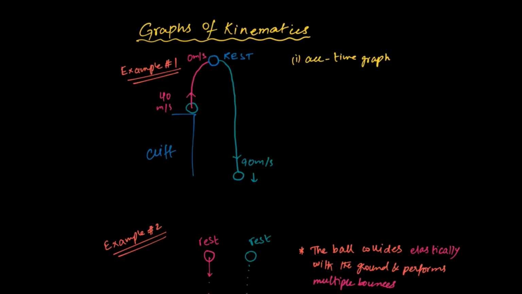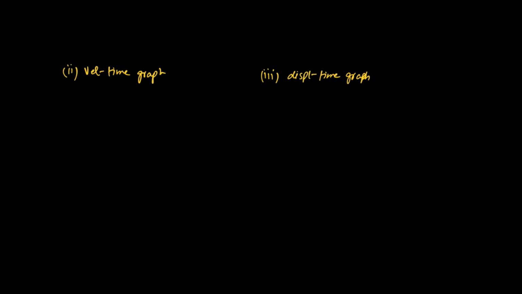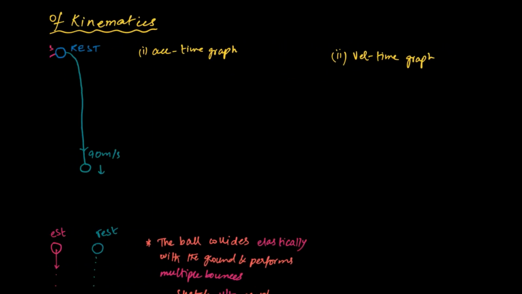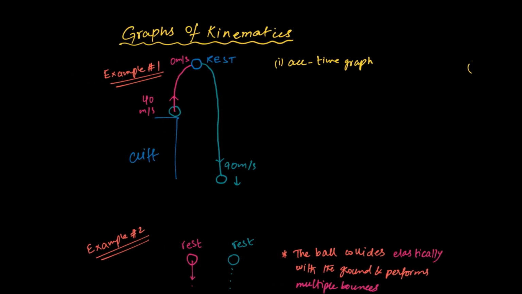So next we have graphs of kinematics. Here is a scenario where a ball starts its journey with a speed of 40 meters per second, goes up to the maximum position where it comes to rest, and then falls down again to a speed of 90 meters per second. We are required to draw three types of graphs: the acceleration time graph, the velocity time graph, and the displacement time graph. We'll start with the acceleration time graph, assuming that the upward direction is taken as positive.